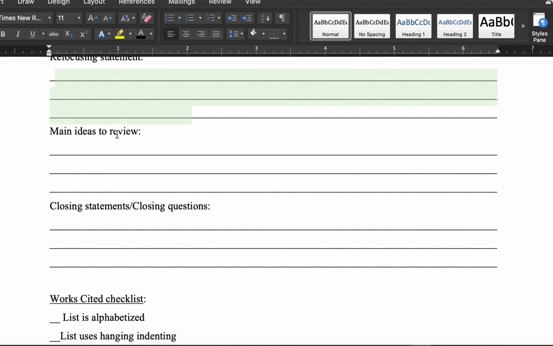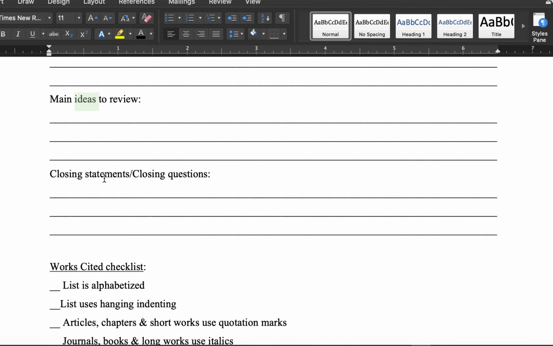Then I need to review my main ideas. I can review my 3 main ideas in fresh language, hopefully. What kind of conclusions can I draw about those? And then I have room for closing statements, or perhaps even closing questions. Sometimes a good essay answers questions, and sometimes it just raises better questions in the end.